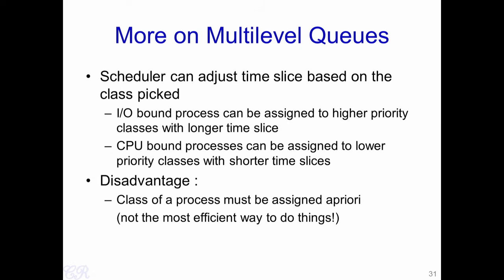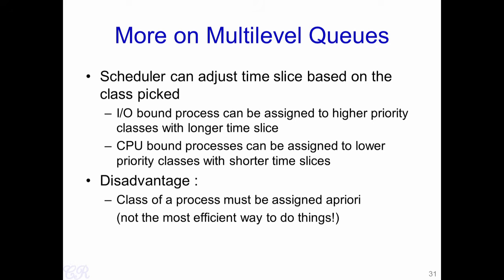Further, in schedulers that support multi-level queues, the scheduler could adjust the time slice based on the priority class that is picked. So, I/O bound processes are typically assigned a higher priority class and a longer time slice. This ensures that the I/O bound processes would be serviced by the CPU as soon as possible. Also, the longer time slice will ensure that the burst of the I/O bound process completes before the time slice completes. CPU bound processes on the other hand are assigned a lower priority class and given shorter time slices.